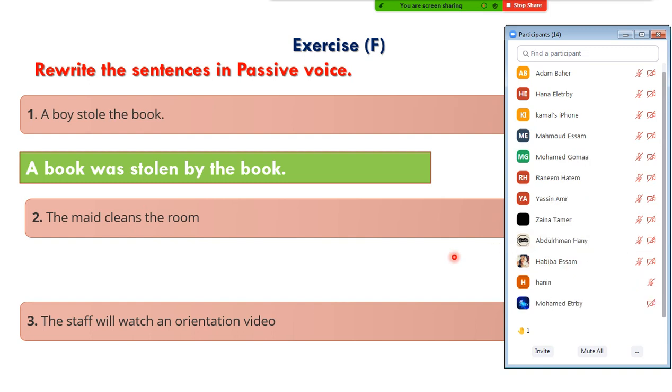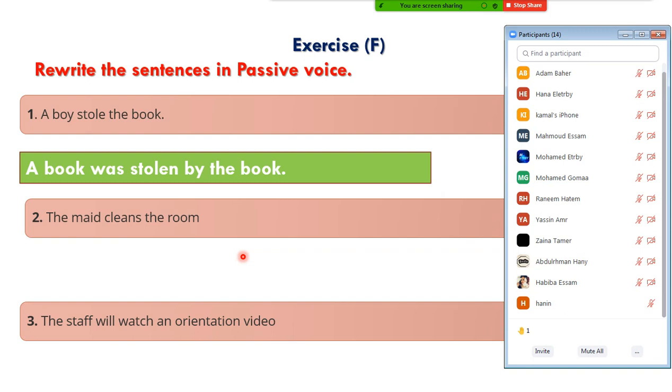Iman? Yes, miss. What tense here? Present. Yes, excellent. The present. Now, can you change it, please? Convert it into passive. The room was, the room is clean. Is, I don't know. The room is being cleaned, or is being cleaned.